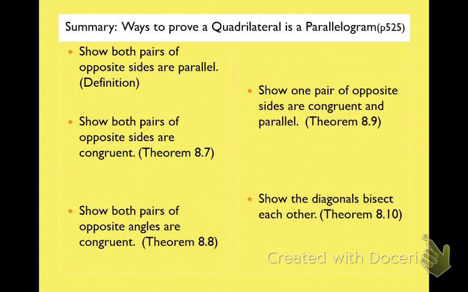All right, summary. Ways to prove a quadrilateral is a parallelogram. Both pairs of opposite sides are parallel. Both pairs of opposite sides are congruent. Both pairs of opposite angles are congruent. One pair of opposite sides is congruent and parallel, right? And the diagonals bisect each other.